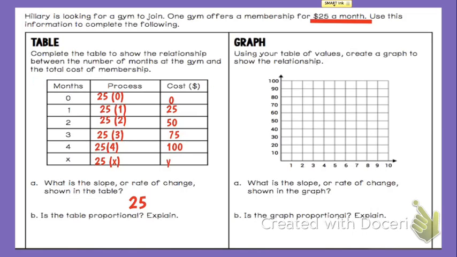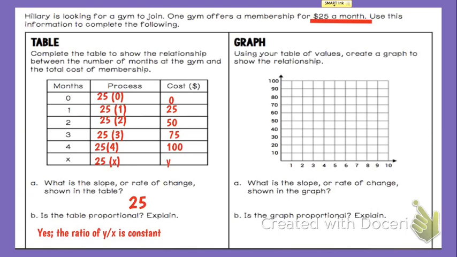So is the table proportional? Yes, the table is proportional, so the ratio of x to y is constant, which once again means the same. So we're going to use the table of values and create a graph to show the relationship. I'm going to go ahead and graph using the table.